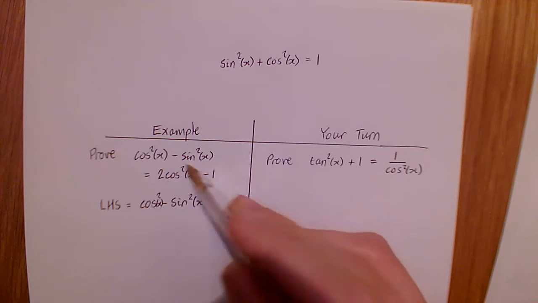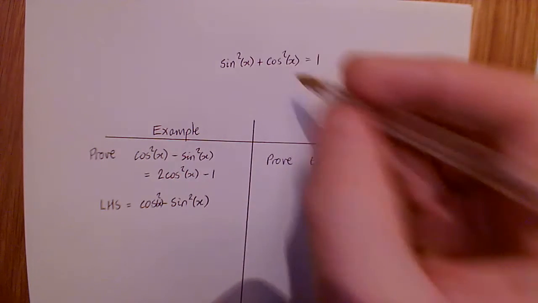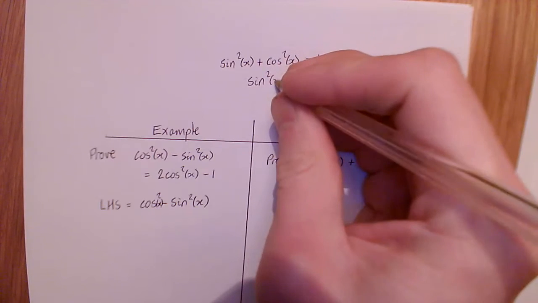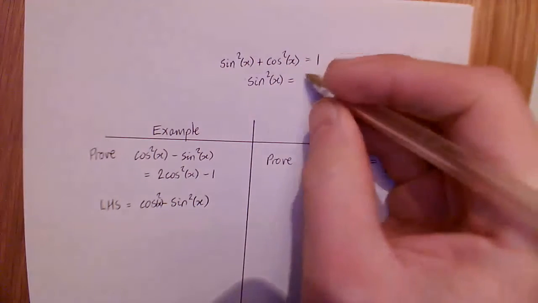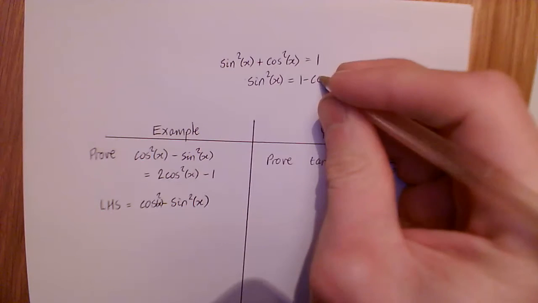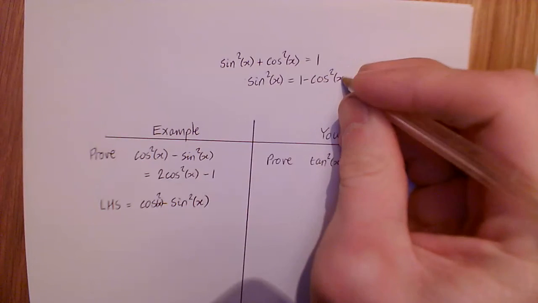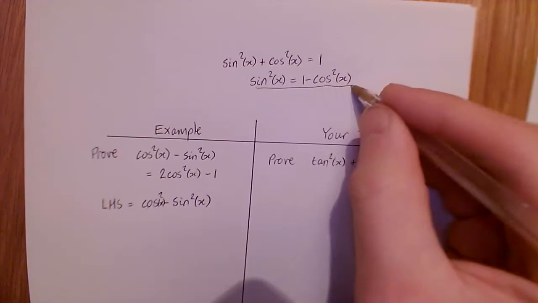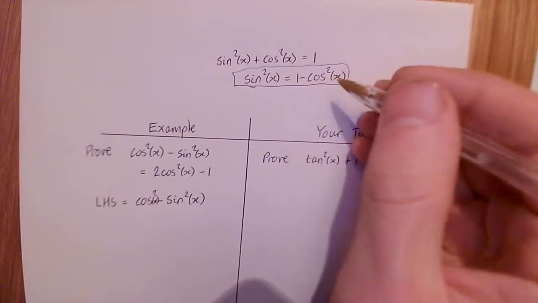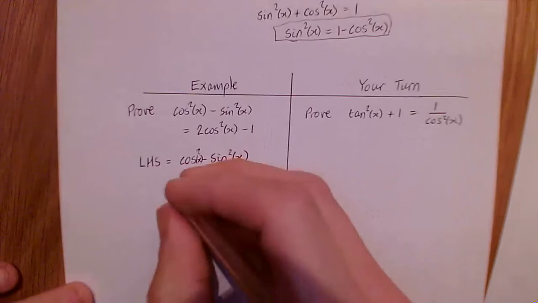Down here, I'm looking at where I'm trying to get to. I'm trying to get only cos's in this thing. So it'd be handy if we replaced our sine squared x, but our sine squared x will take cos squared off both sides of this. We get 1 minus cos squared x. And it's this one here, although it's a slight change from up here, this is what we're going to put in. So let's do that.